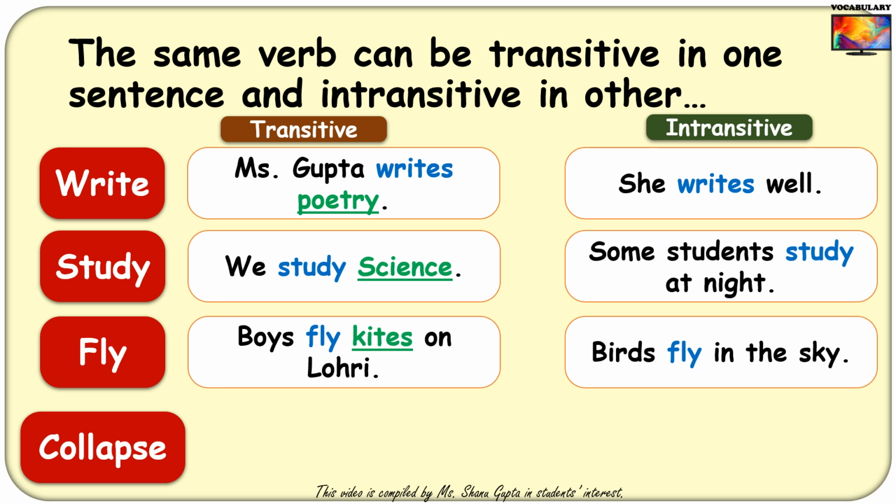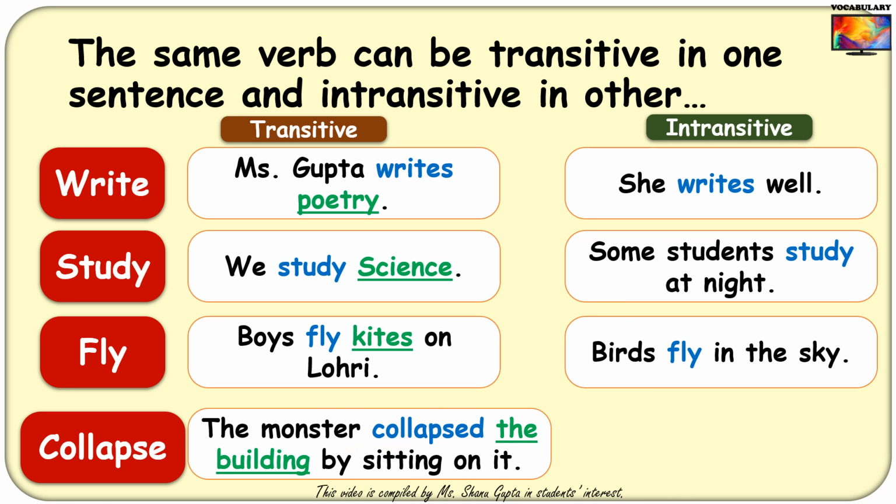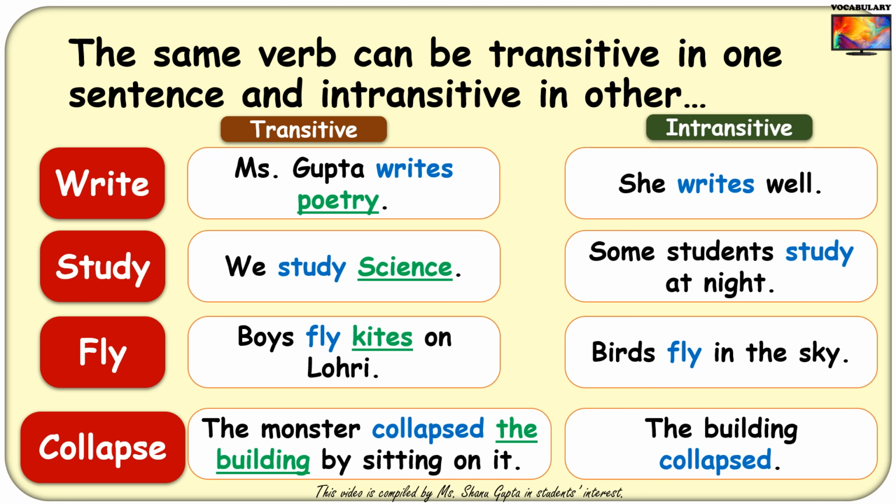And this one is really funny. The verb collapse. The monster collapsed the building by sitting on it. Transitive. The building collapsed. This sentence ends at the verb collapsed. The verb is intransitive.